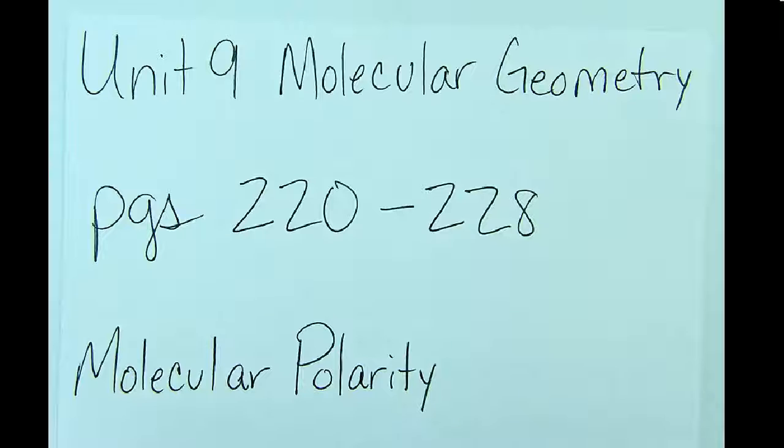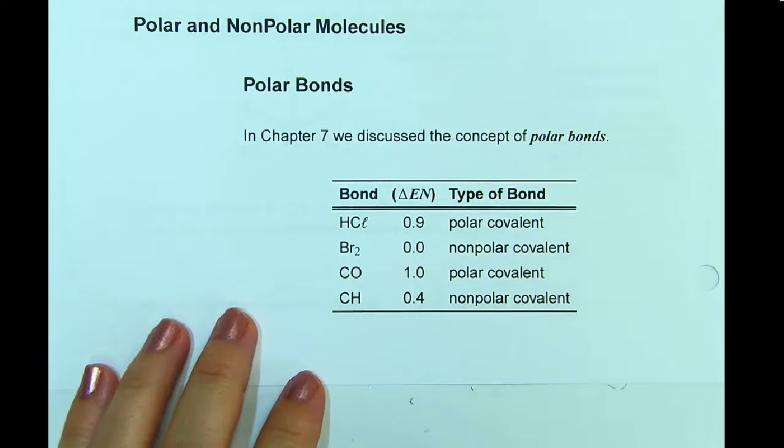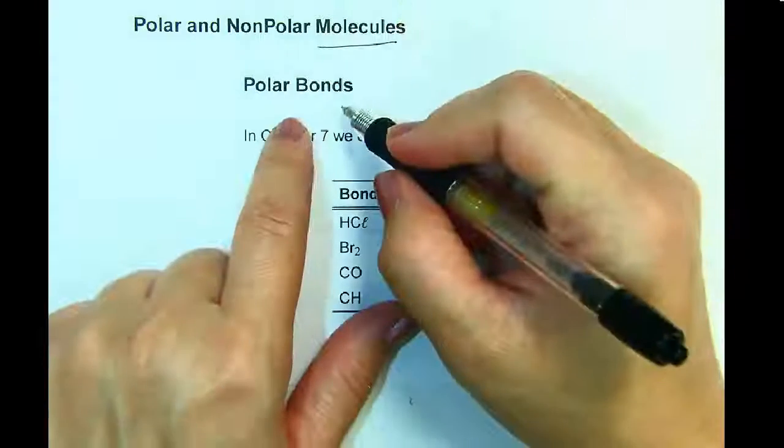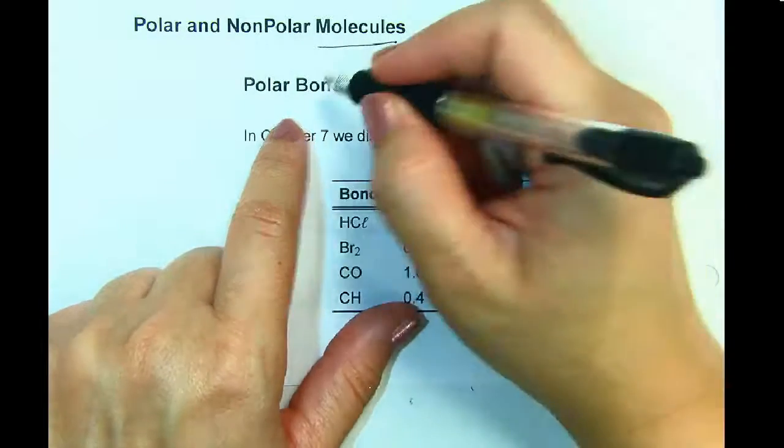Unit 9, Molecular Geometry, pages 220 to 228, Molecular Polarity. Polar and nonpolar molecules, not to be confused with polar and nonpolar bonds.